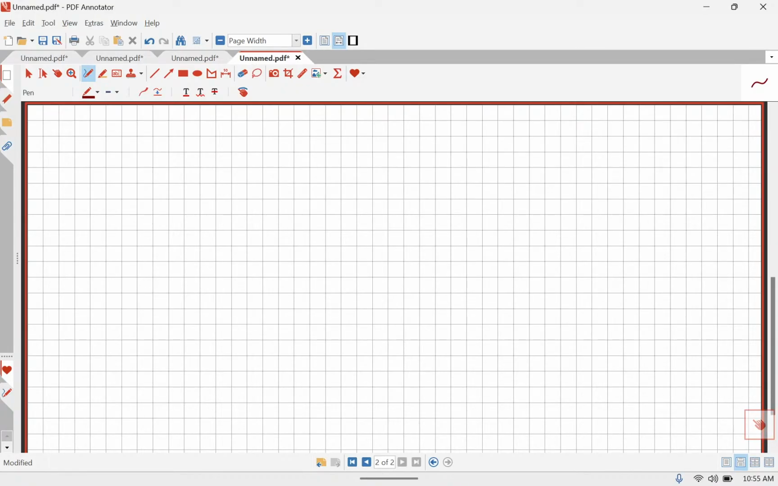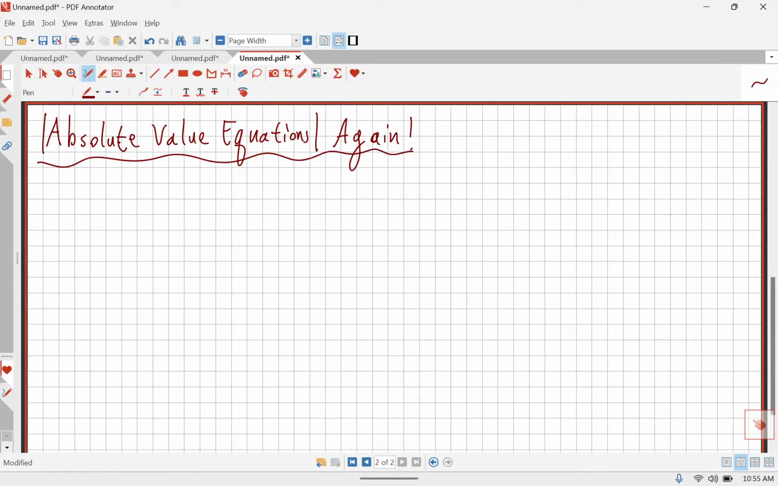All right. Got a pencil? Today it's absolute value equations. Except the again is outside of the absolute values. It's absolute value equations again. Okay.